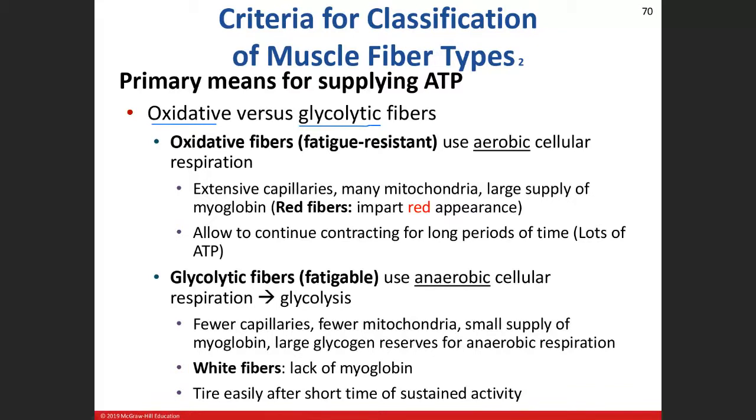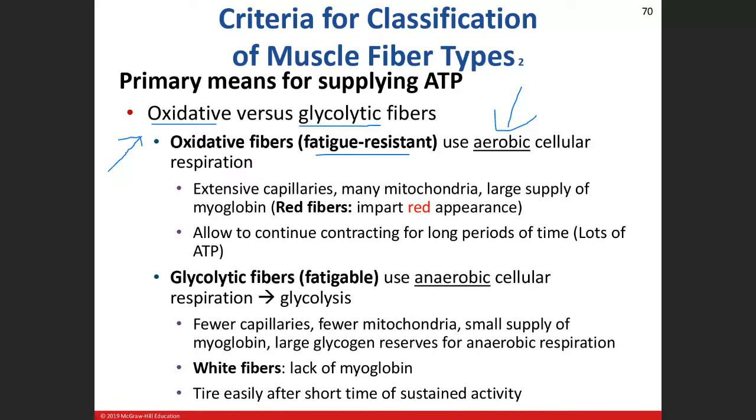Glycolysis is predominantly an anaerobic process. Oxidative is going to involve aerobic. Okay? And we're talking about oxidative fibers, right? These are the muscle fibers that take longer to fatigue, so we nickname them fatigue resistant, right? And they undergo aerobic cellular respiration. So when you look at these following characteristics, it'll make sense to you.